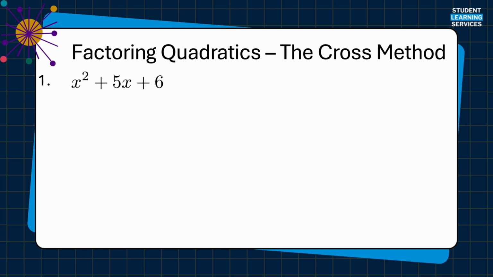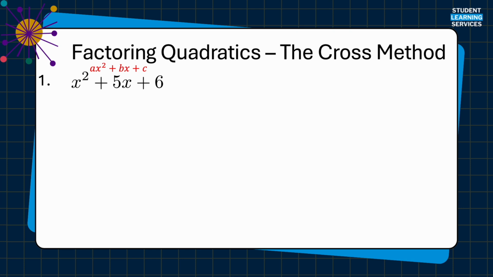X squared plus 5x plus 6. First of all, do we have any common factors here? No, we do not. And this is in the form of ax squared plus bx plus c. Most of the time when we see something like this, we will need to use a cross method or a similar method to factor this out.